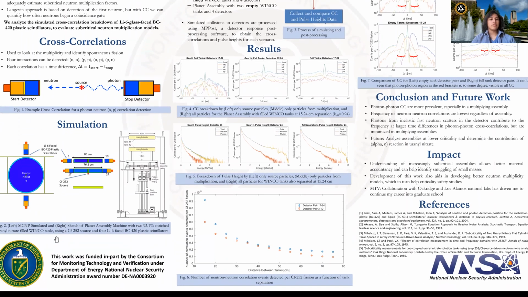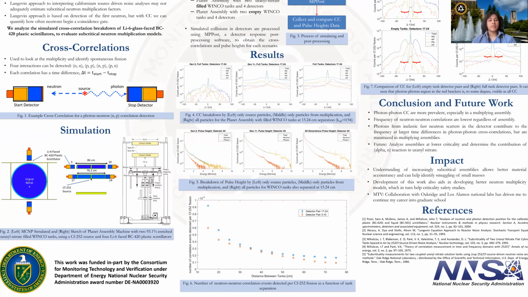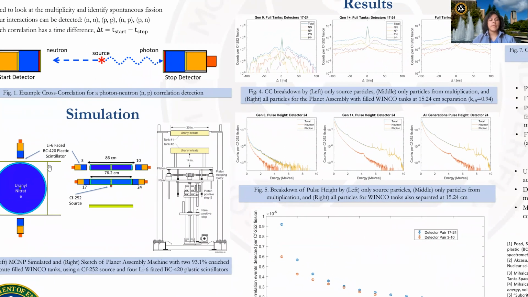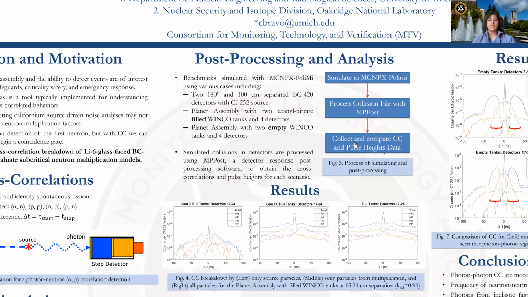The focus of this work is based on the benchmark of a planar assembly machine with 293.1% enriched uranyl nitrate filled Winco tanks using a Californium source and 4 BC420 plastic scintillators. In the figure shown here, there are 2 detector pairs, 310 and 1724, with 310 being the furthest and 1724 being the closest to the Californium source. And since we are focusing on Californium-driven measurements, we will be using MCNPX-PoliMi for its built-in Californium source.